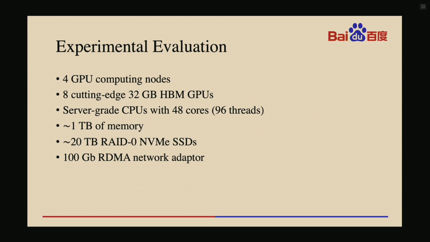Okay, let's see some experimental evaluation results. We do our experiments on 4 GPU computing nodes. Each node has 8 cutting edge 32 gigabytes HBM GPUs, server grade CPUs with 48 cores, around 1 terabyte of memory, around 20 terabytes RAID 0 NVMe SSDs, and 100 GB RDMA network adapter.